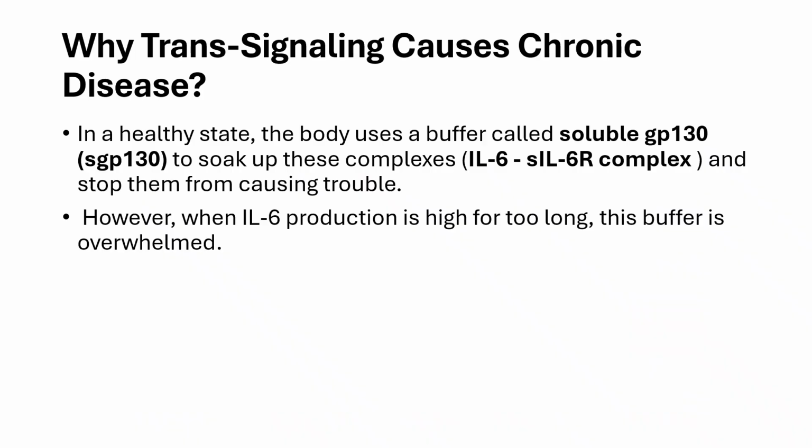Coming to why trans signaling is important: because it causes chronic disease. Since I said it's pro-inflammatory, it causes chronic disease. But how does it cause it? In a healthy individual, there's a buffer, soluble GP130. This soluble GP130 binds to the interleukin 6 and soluble interleukin 6 receptor complex and stops them from causing trouble. But when interleukin 6 production is too high for too long, this buffer is overwhelmed and leads to chronic disease.